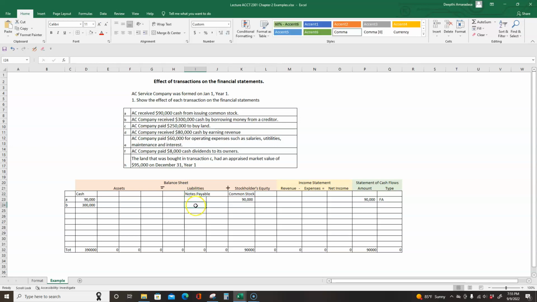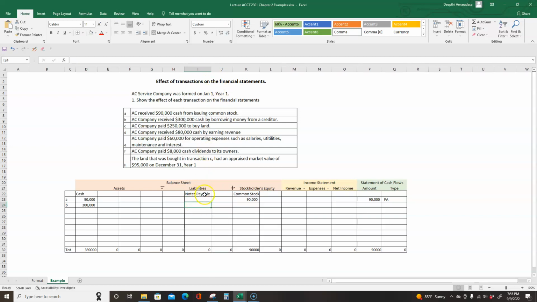In the notes payable account, we know that our notes payable increased. Why did it increase? Before this transaction, we didn't have any debt. Now we have $300,000 of debt. So let's go ahead and put that as a positive number. And that will keep our accounting equation in balance. To remember, for each transaction, your accounting equation still has to stay in balance. That takes care of the balance sheet.